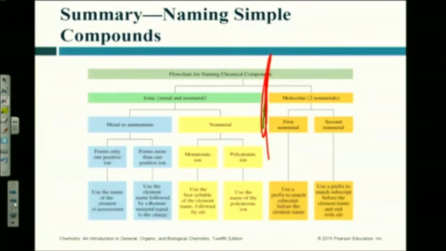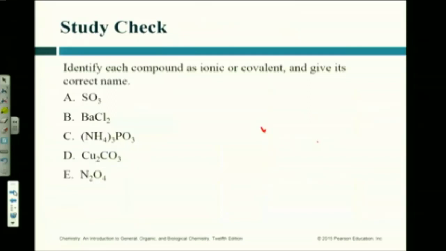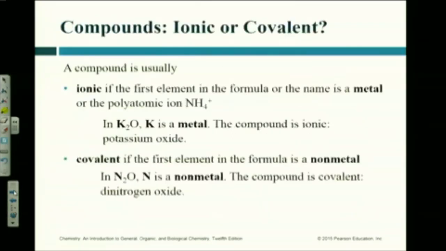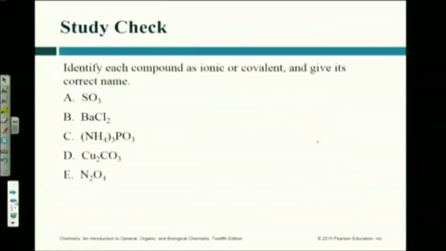Okay? Then if it's ionic, metal, you got to decide is it a transition element or not. Transition elements get what? That's special. Roman numerals. How do you learn polyatomic ions? Use the chart. Learn the names. So, 5 questions here. First thing is, ionic or covalent, then give the correct name for each one of them.